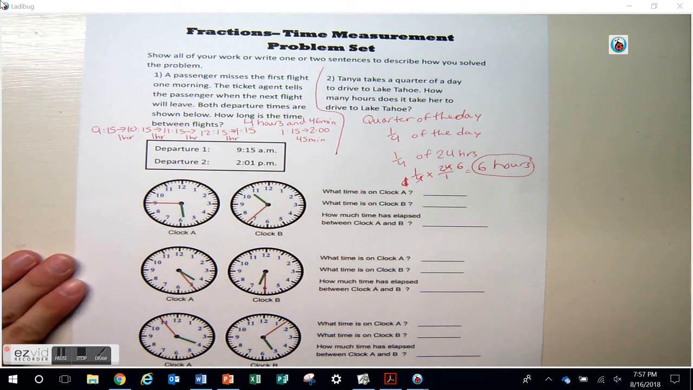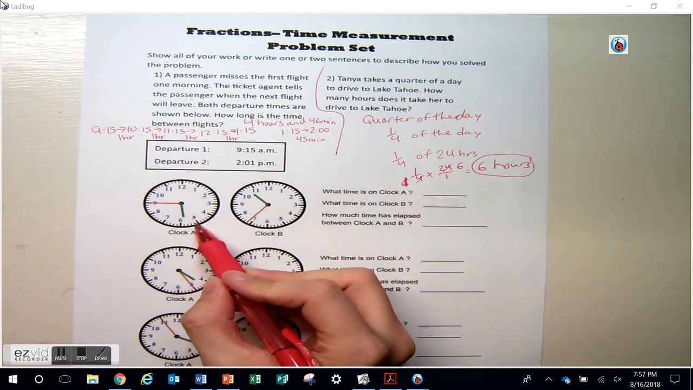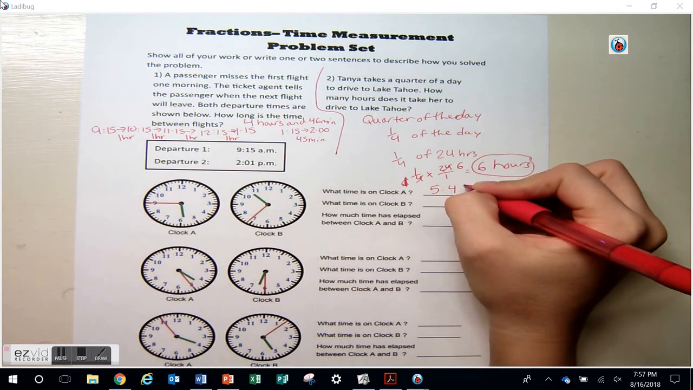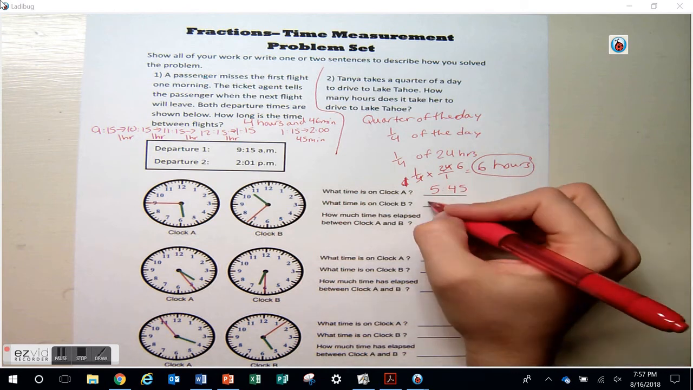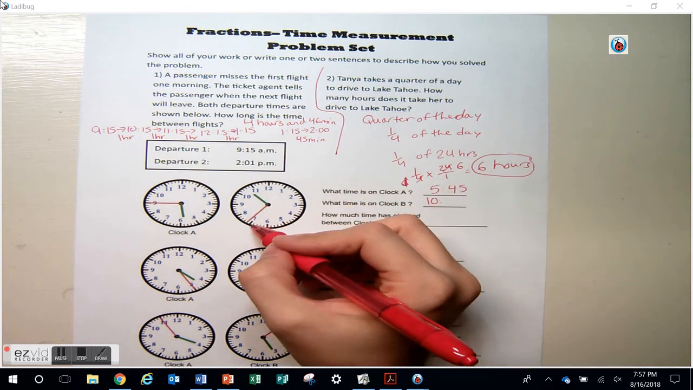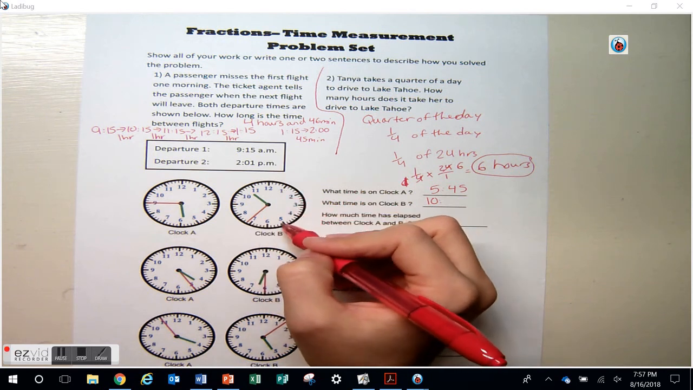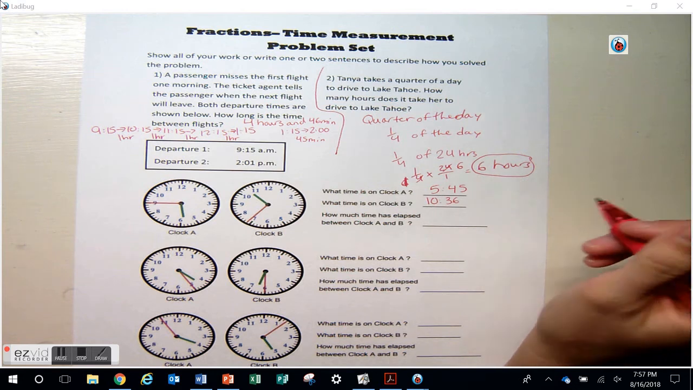Let's continue on these 3 problems here. What time is on clock A? It looks to be past the 5. On the 9, so that's 45. Here we're at after the 10. And we're 1 minute past the 7, so the 7 is 35, 5, 10, 15, 20, 25, 30, 35, 36.